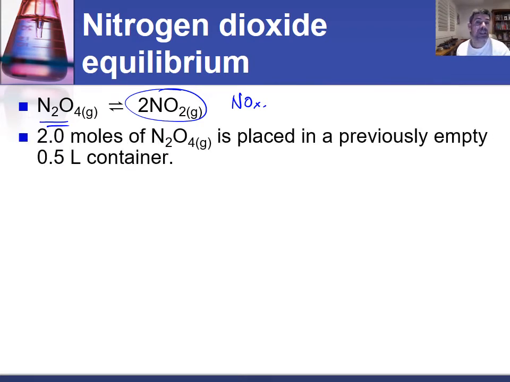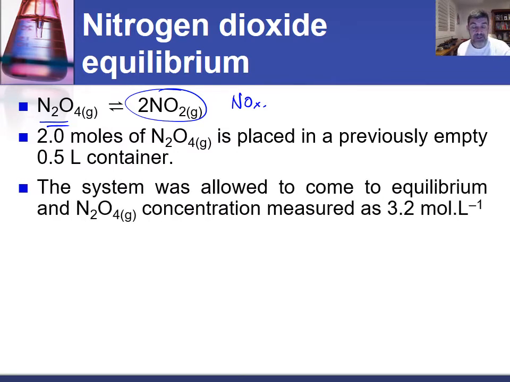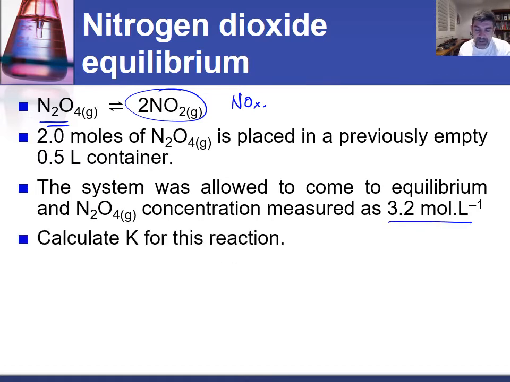The information that we get often looks like this. 2 moles of dinitrogen tetroxide is placed in a previously empty 0.5 litre container. The system was allowed to come to equilibrium, and the concentration at equilibrium for the dinitrogen tetroxide was measured to be 3.2 moles per litre. And our job is to calculate the equilibrium constant for this reaction.